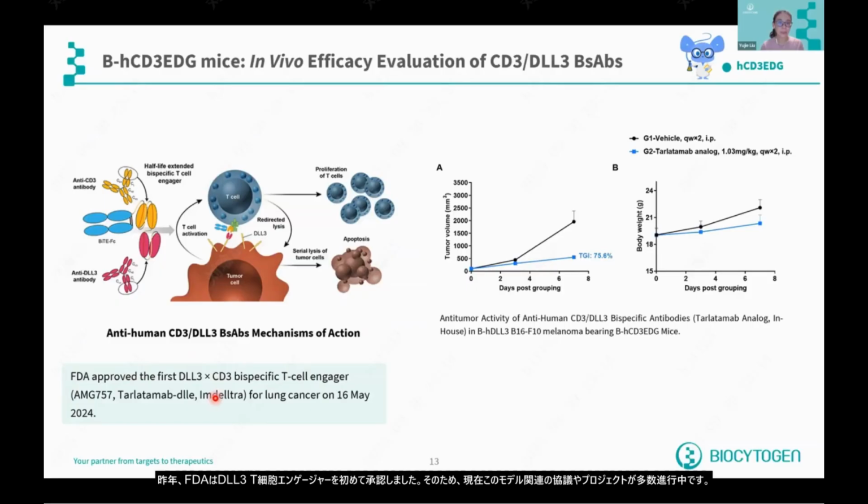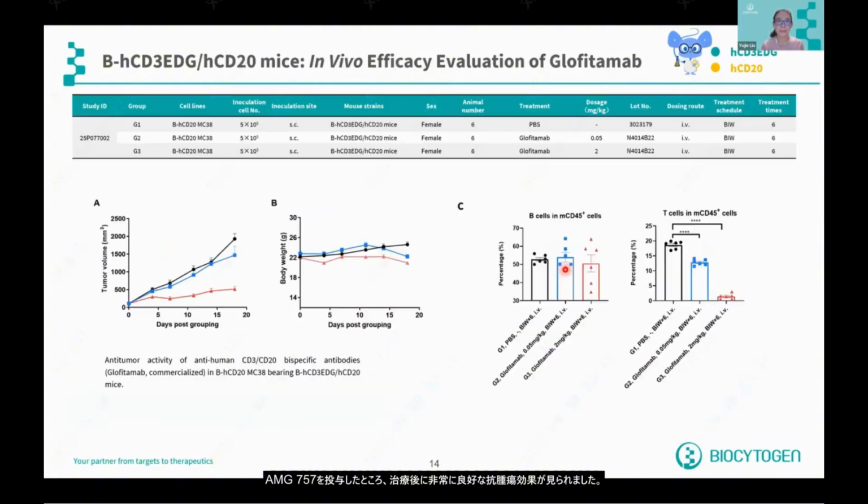FDA approved the first DLL3 T cell engager last year, and that's why nowadays there are a lot of consults and a lot of projects going on for these kinds of models. In these studies, we use DLL3 humanized B16F10 cell lines inoculated into the CD3E humanized mice. And we give AMG 757, and we can see a very good anti-tumor efficacy after the treatment.